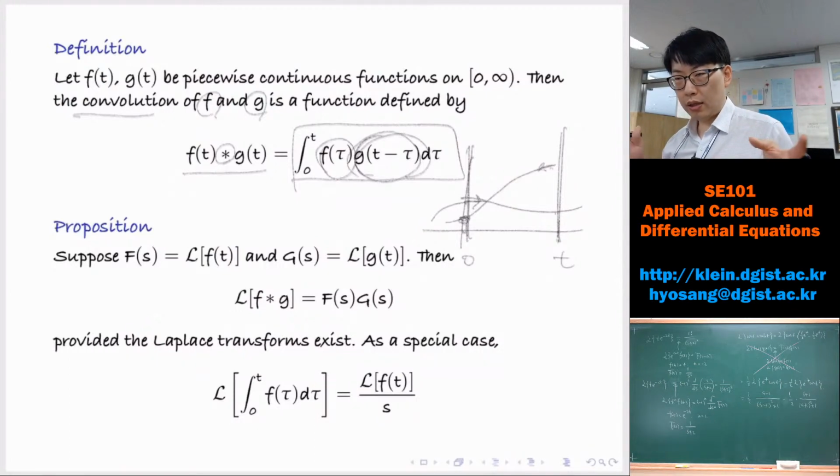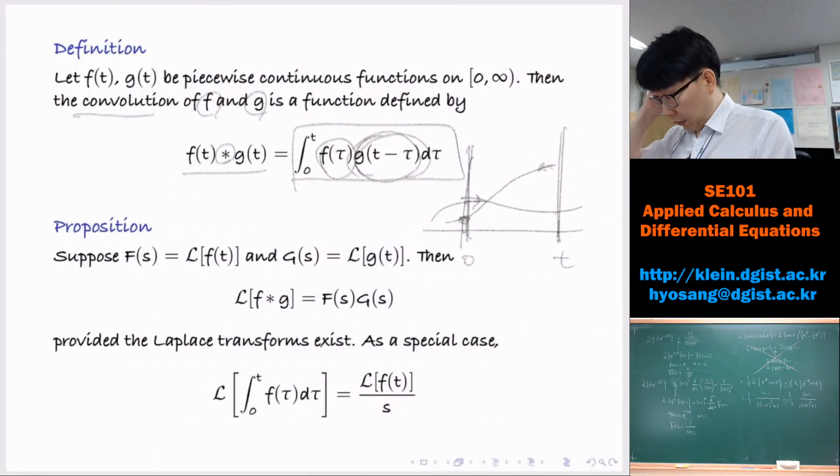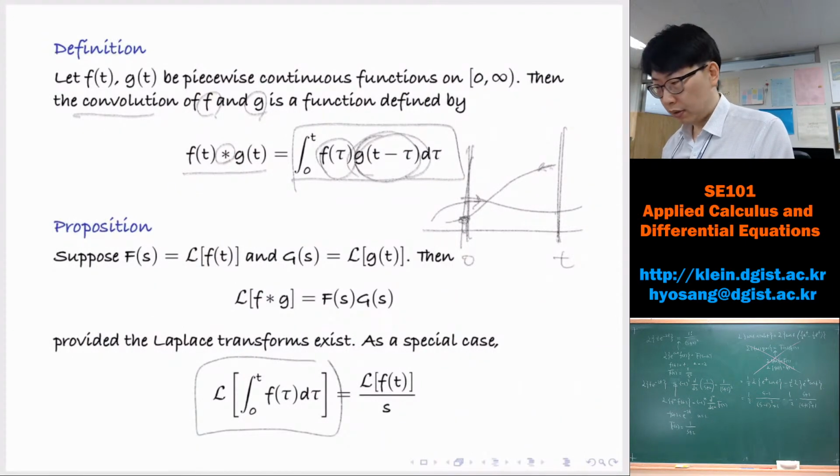And only when you take a convolution, the Laplace transform becomes the product of the Laplace transforms of each function. So for example, this is the application of this formula.